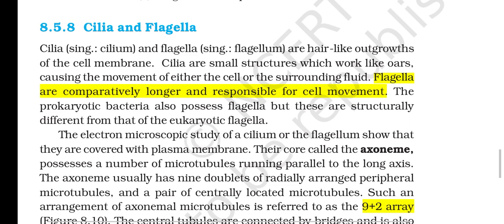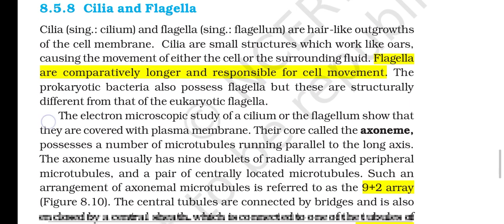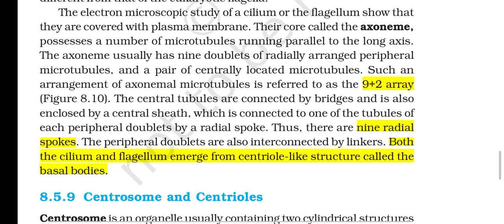The electron microscopic study of a cilium or the flagellum shows that they are covered with plasma membrane. Their core, called the axoneme, possesses a number of microtubules running parallel to the long axis. The axoneme usually has 9 doublets of radially arranged peripheral microtubules and a pair of centrally located microtubules. Such an arrangement of axonemal microtubules is referred to as the 9+2 array.